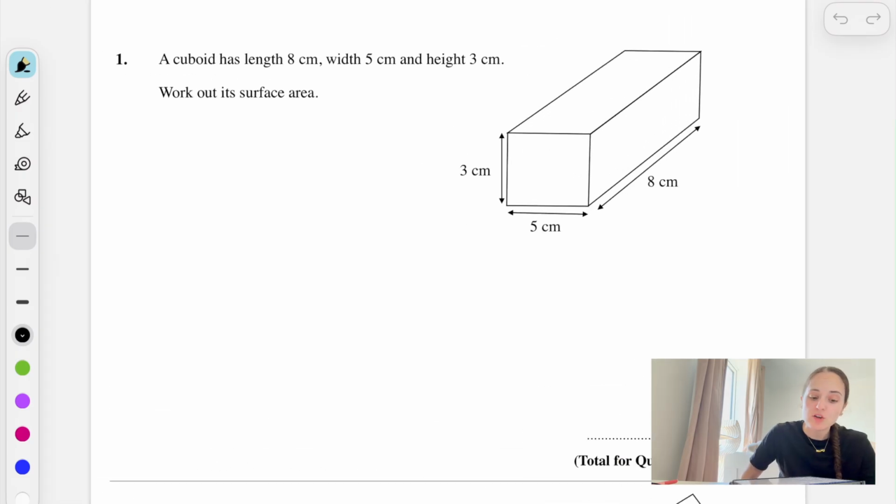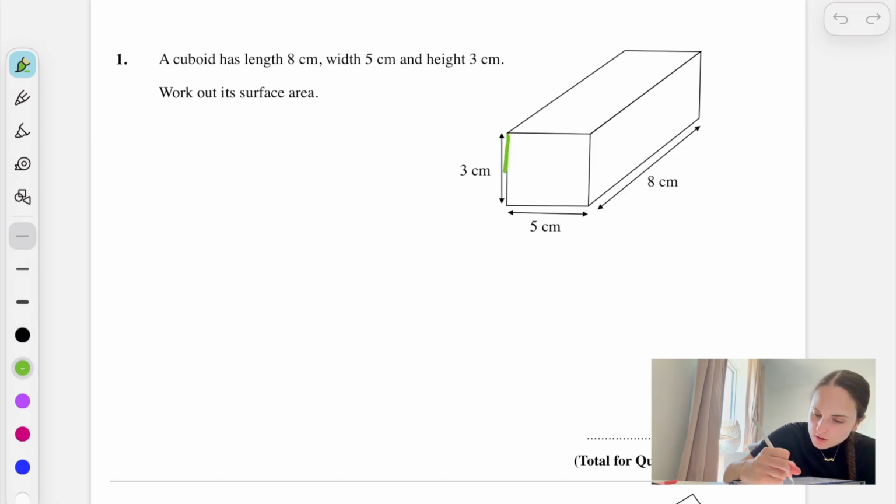So this question here, we have a cuboid with a length of 8 centimeters, a width of 5 centimeters and a height of 3 centimeters. We need to work out the surface area. So to work out the surface area, we need to work out the area of each individual face. So this cuboid has 6 faces, and so we need to work out the area of each of those 6 faces and then add them all up.